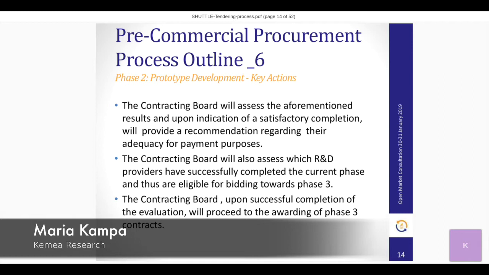Similarly with phase 1, the contracting board will assess the results, and upon indication of satisfactory completion will provide a recommendation regarding their adequacy for payment purposes. Also, the contracting board will assess which R&D providers have successfully completed phase 2 and are eligible to bid towards phase 3. And finally, upon successful completion of the evaluation, the contracting board will proceed with the awarding of phase 3 contracts.